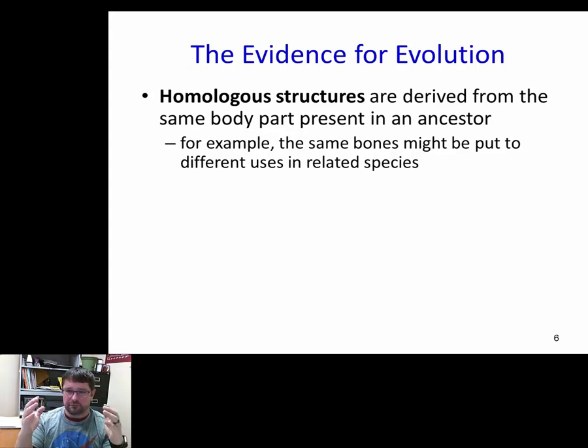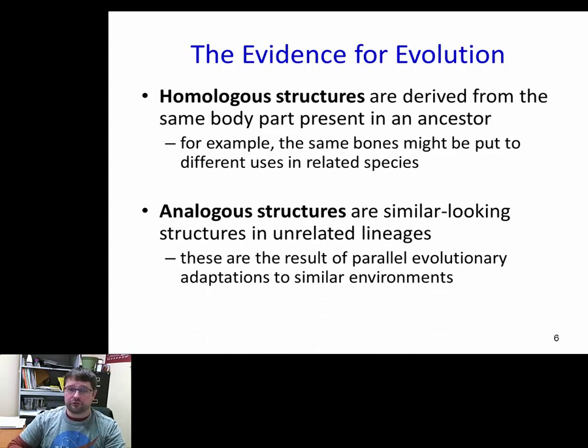purposes. Ours, the purpose, grasping things, tree branches, things like that. But something like a porpoise would be used for like flippers, or a bat would be used to fly. It's the same bone structures, just different function. That's homologous structures.